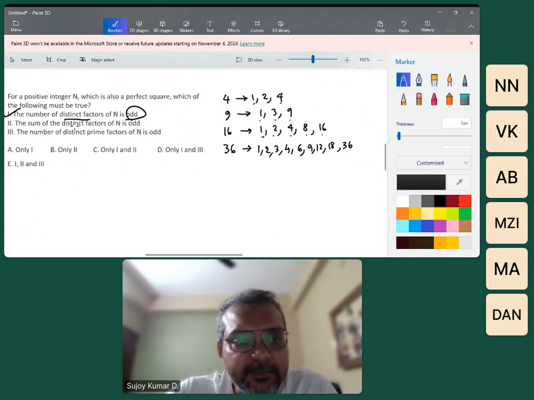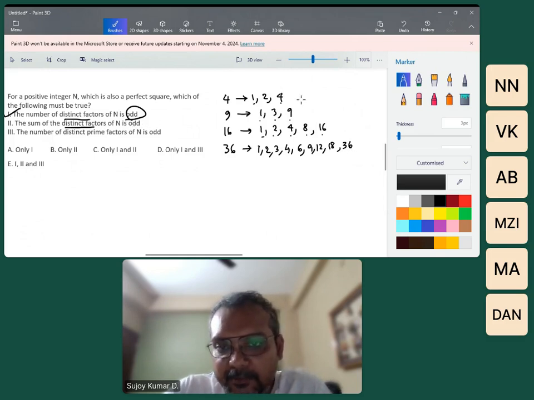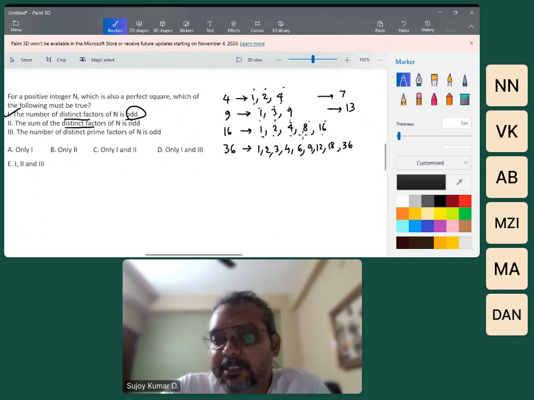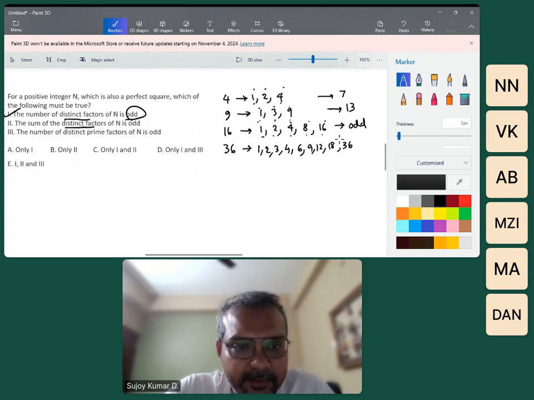Next is saying sum of the distinct factors. So whatever factors we have listed down, good thing that we listed down, because now we have to actually add them up and check. So we add them up. Here 4, 5, 6, 7. Okay, it's 7. 9, 10, 13. Okay. 16 plus 8 plus 4 plus 2 would be even, whatever that even number is. And then there is a 1. So it is going to be odd. No need to calculate.